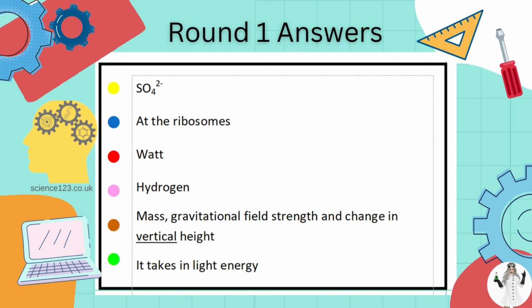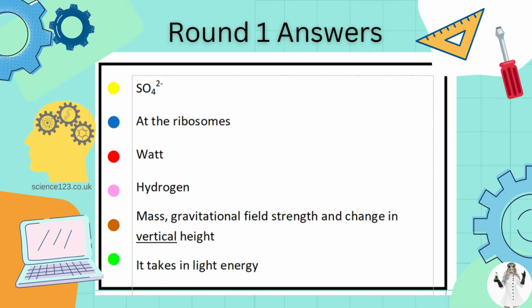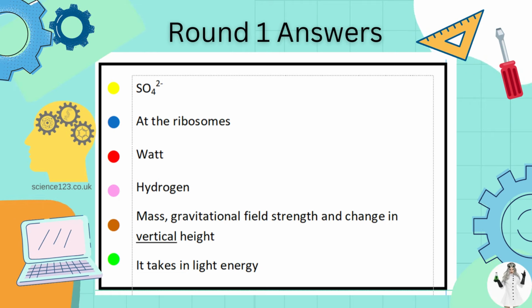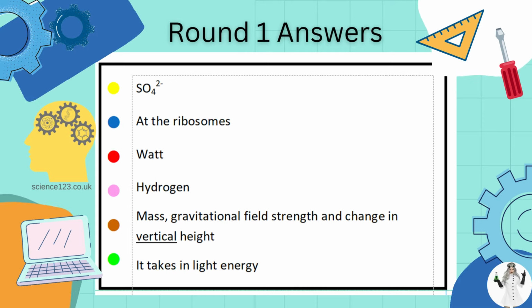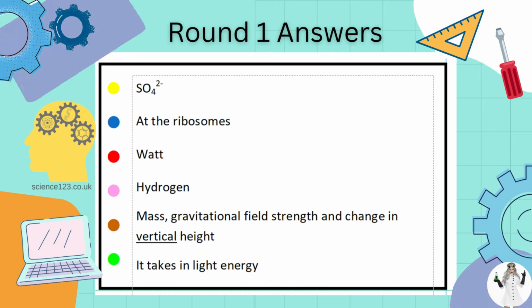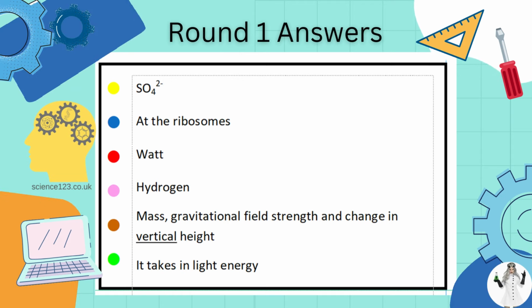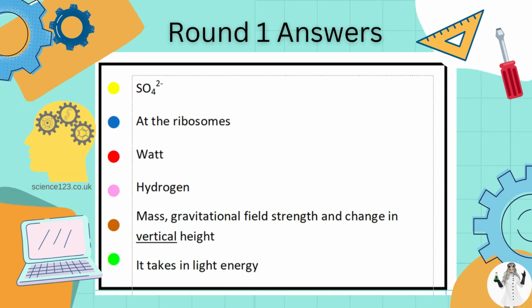Sulfate is SO42-. Make sure you have used a capital S for sulfur and a capital O for the oxygen. Protein synthesis occurs at the ribosomes. The SI unit for power is the watt, W-A-T-T, with the symbol capital W. The gas made when alkali metals react with water is hydrogen.